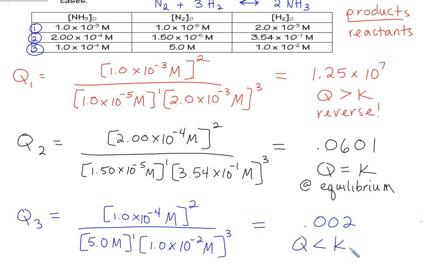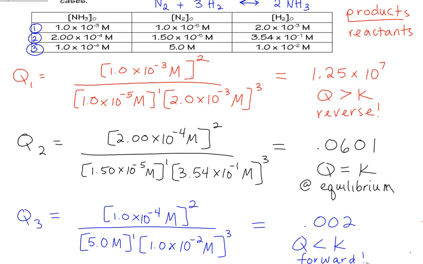If Q is less than K, we need to make Q bigger. How do we make Q a larger value? We need more products. More products, less reactants. We're going to shift this thing forward. Those are your only options. When you calculate Q, we're going to compare it to K.